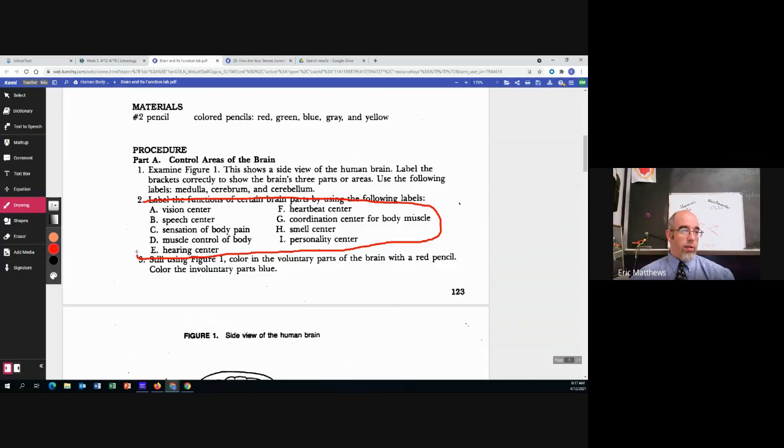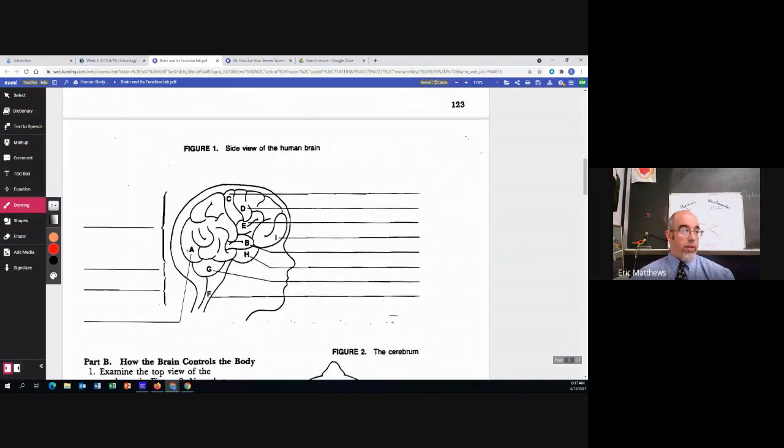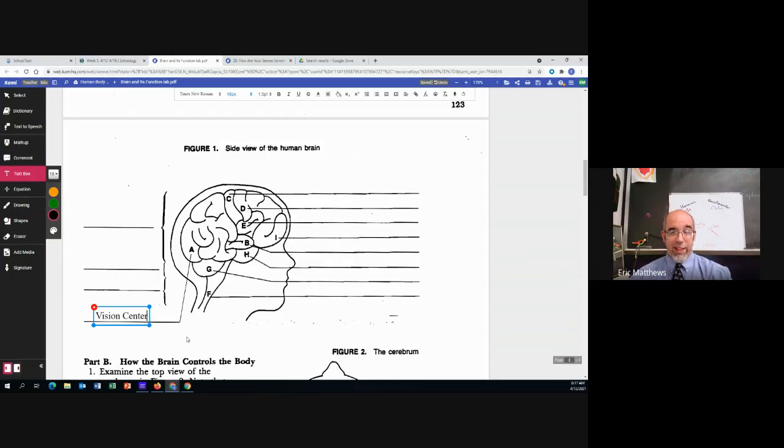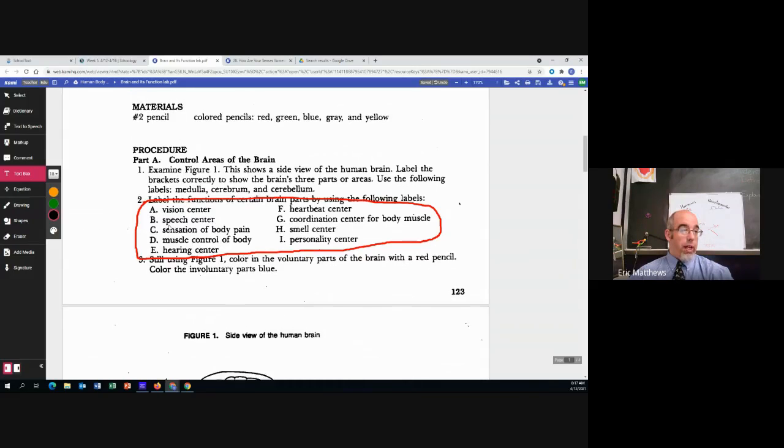Right here. So A is the vision center. So you come down here, there's A. A comes down to this one. So this is the vision center. And then B is right here. And if we check, B is the speech center. So you get the idea.